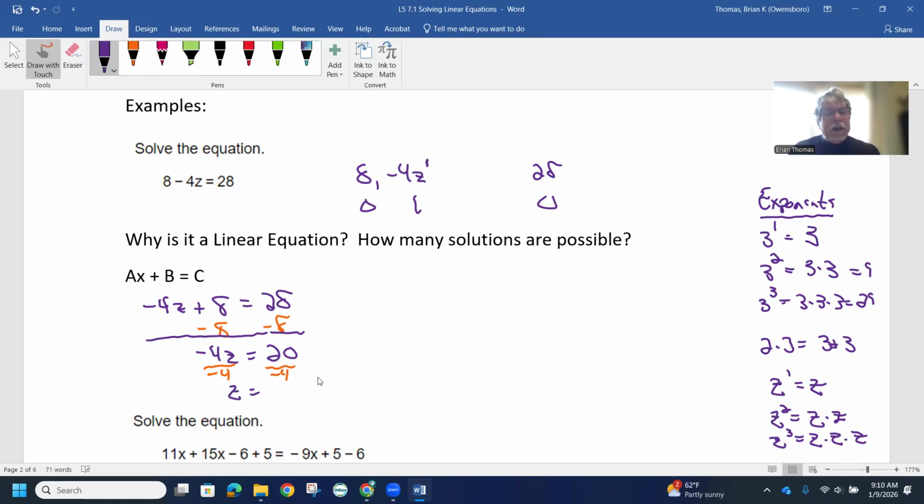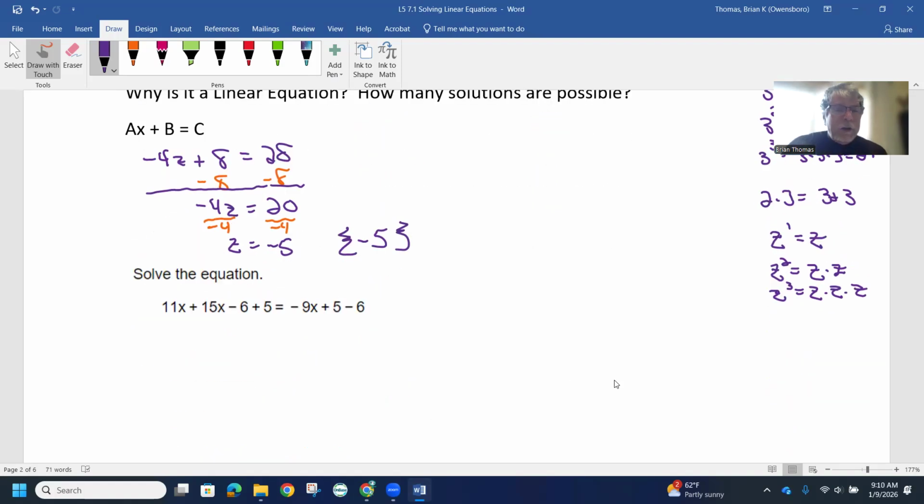And 20 divided by negative 4, notice that 20 divided by 4 is 5, and since there's only one negative present, that means it's going to be a negative 5. So that means our solution is going to be negative 5. So our solution set can be written as this. So notice how we do have one solution. That means we don't have to look for any more.